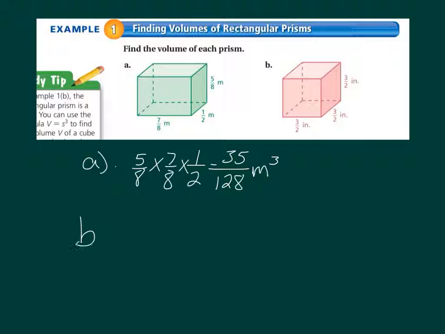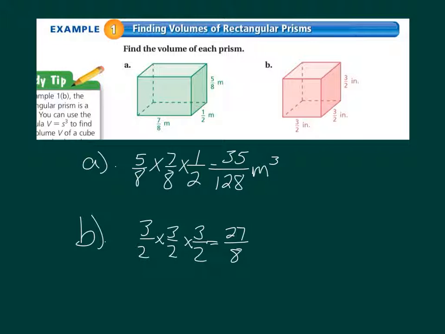Letter B is the same thing. All of our dimensions are exactly the same, so all I need to do is write 3 over 2 times 3 over 2 times 3 over 2 and multiply again. Look, we can't cross-cancel anything. We multiply straight across the top. 3 times 3 times 3 gives me 27. 2 times 2 times 2 gives me 8. If you want to, you can write that as a mixed number. I don't say that you have to. I would say 27 over 8 inches cubed.